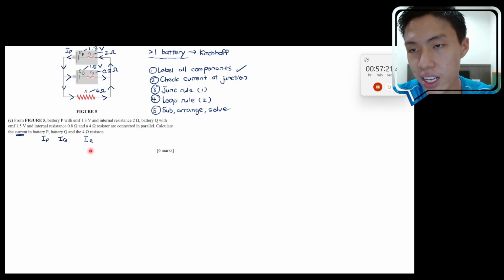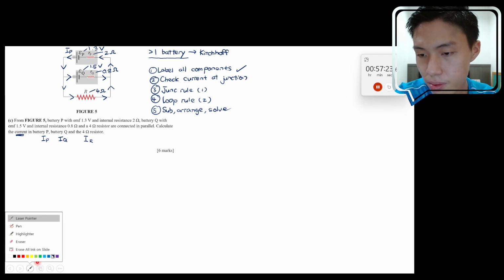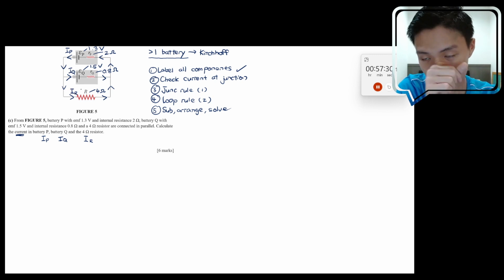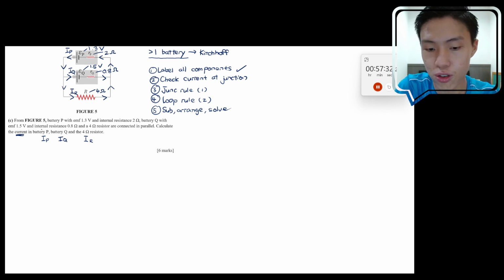So let's label and give them names. IP, this one I call IQ, then this one is called IR. Because that's current flowing through battery P, right? Current flowing through battery P, then we call it IP. Current flowing through battery Q, I call it IQ. The 4 ohm resistor, this is the 4 ohm resistor, I call it IR.